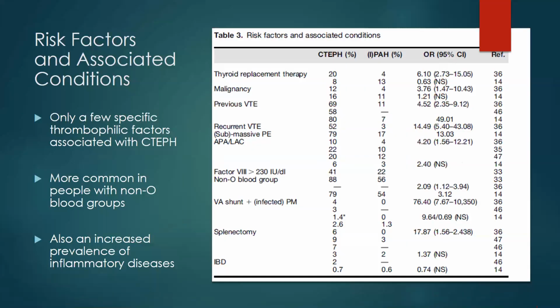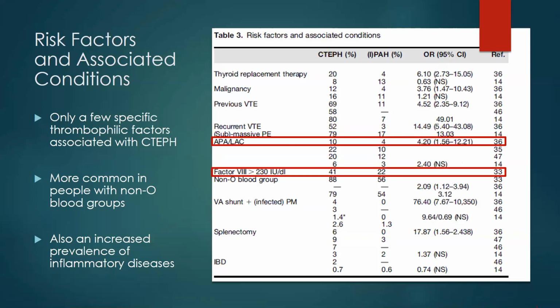All right, so there are some things that we know that are associated with developing this. There are a few specific thrombophilic factors. Patients with an elevated lupus anticoagulant or antiphospholipid antibody are one group. Those with elevated factor VIII or non-O blood group, so more common in people with non-O blood group essentially. And then anyone with inflammatory diseases like IBD that we mentioned earlier, or chronic infections. These are all known to be associated with that.